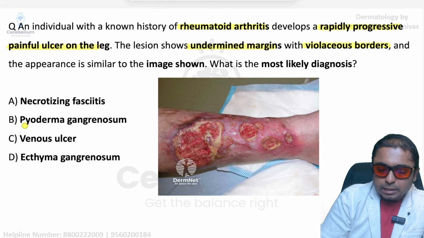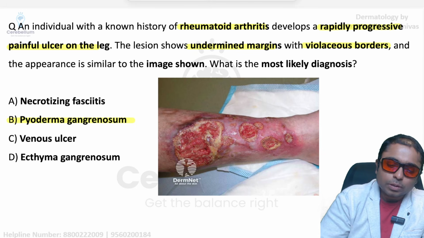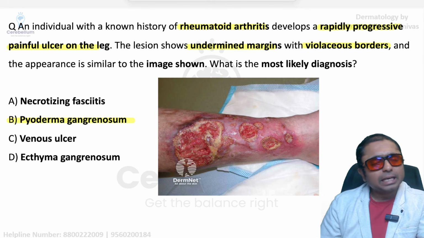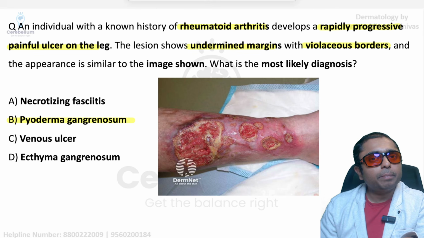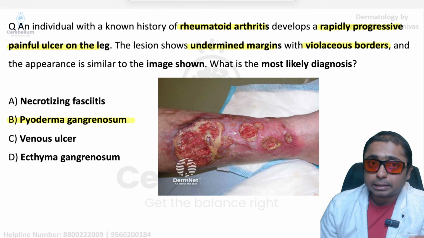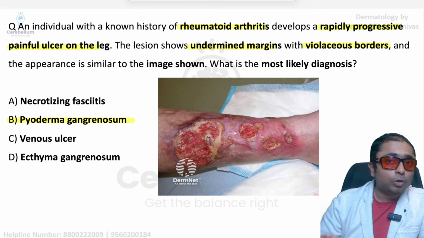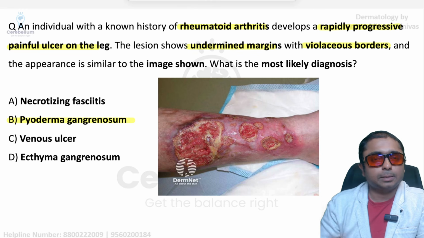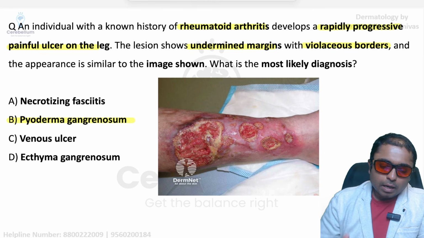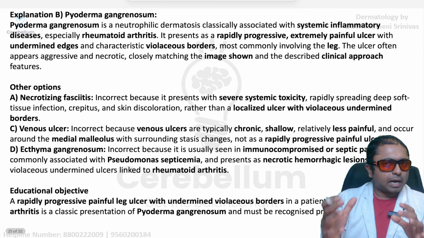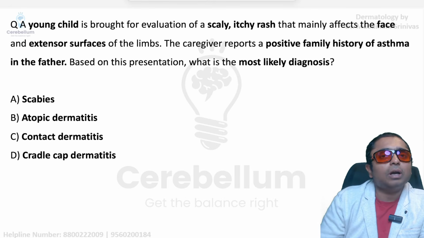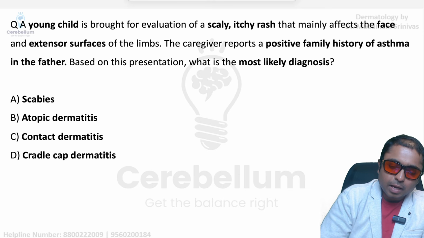So remember, there is pyoderma gangrenosum, which is a neutrophilic dermatosis, which classically presents in association with inflammatory bowel disease, Crohn's disease, ulcerative colitis, or rheumatoid arthritis, and it will present with a rapidly progressive painful ulcer with violaceous borders, mainly presenting over the legs. Very classical description. So answer is option B. But yes, I agree that this is not an FMG question. It is a NEET INICET level question. It was not asked previously in the FMG exam.